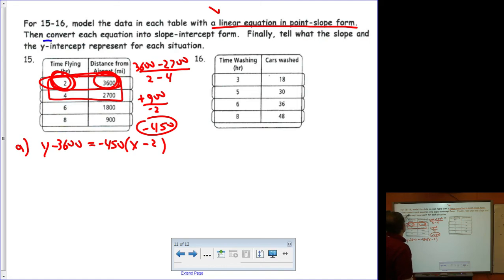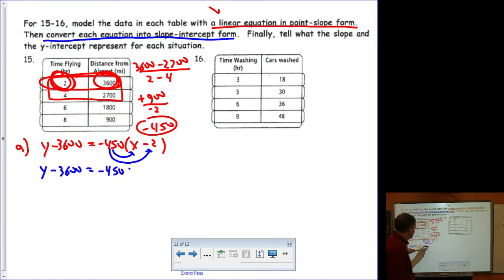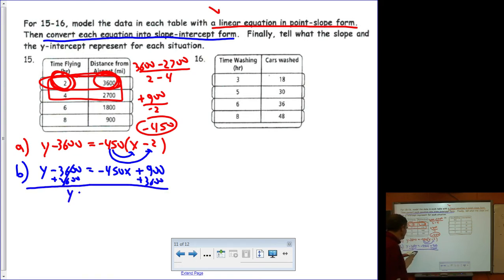Part B is saying convert each equation into slope-intercept form. So to do that, I need to get the y by itself. To get the y by itself, I would start by distributing the slope. That gives me y minus 3,600 equals negative 450x plus 900. Then I need to add the 3,600 to both sides. And that gives me y equals negative 450x plus 4,500.